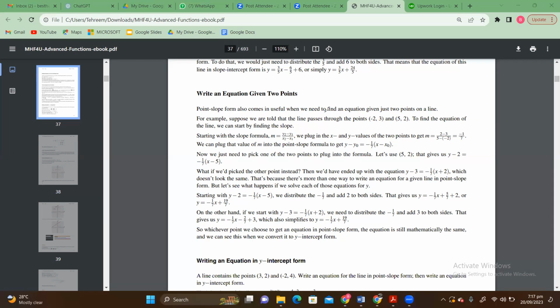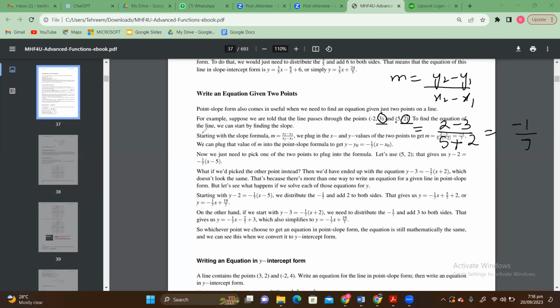For example, suppose we are told that the line passes through the points (-2, 3) and (5, 2). To find the equation of the line, we can start by finding the slope. So how do we find the slope? Slope m is equal to y2 minus y1 over x2 minus x1. So what is y2 here? 2, and y1 is 3. So 2 minus 3 over x2 is 5 minus minus 2. So it is going to be -1 over 7. So we get the value of m, that is -1 over 7.